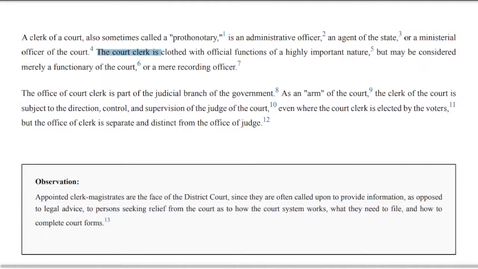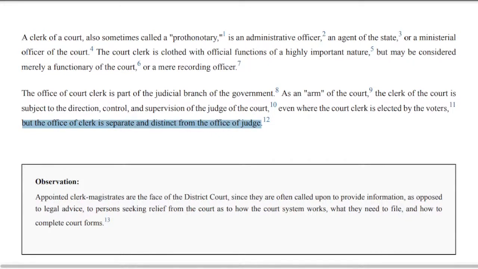The court clerk is clothed with official functions of a highly important nature, but may be considered merely a functionary of the court, or a mere recording officer. Mere recording officer is the nature of the clerk. The office of court clerk is part of the judicial branch of the government. As an arm of the court, the clerk of the court is subject to the direction, control, and supervision of the judge of the court, even where the court clerk is elected by voters. But the office of clerk is separate and distinct from the office of judge.